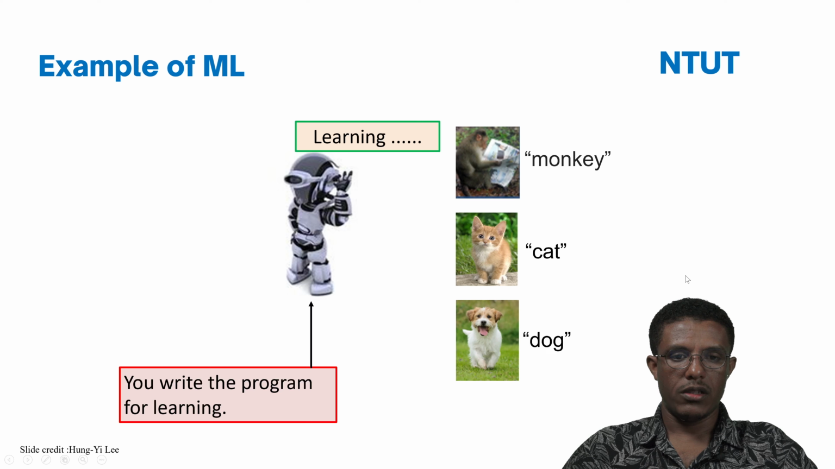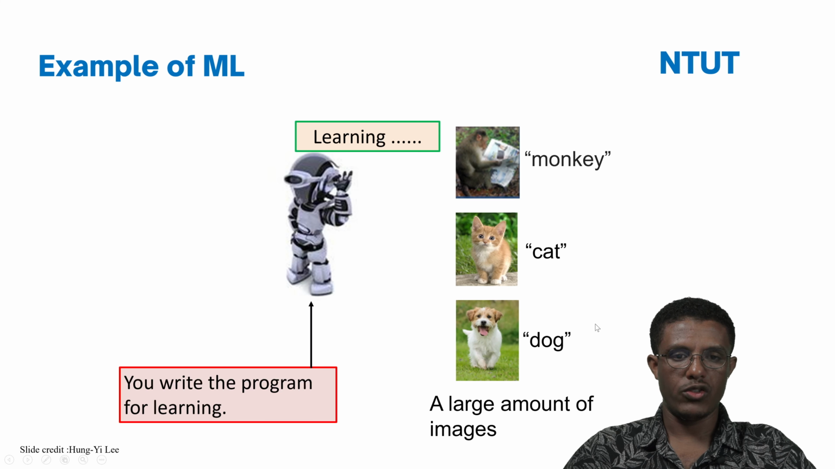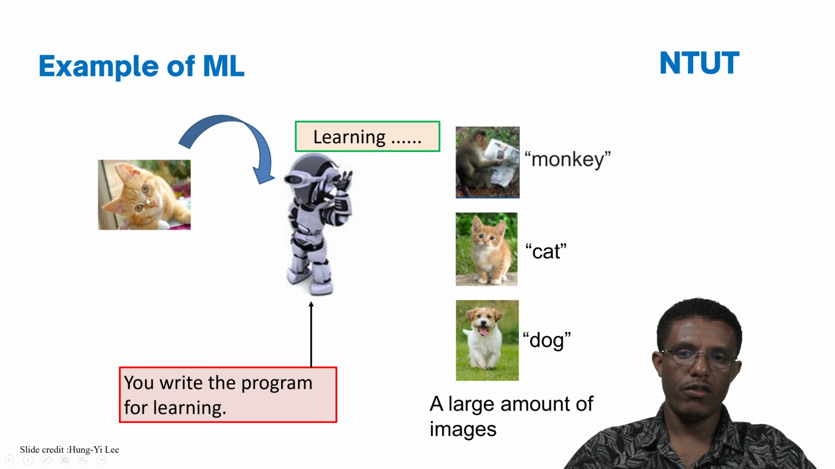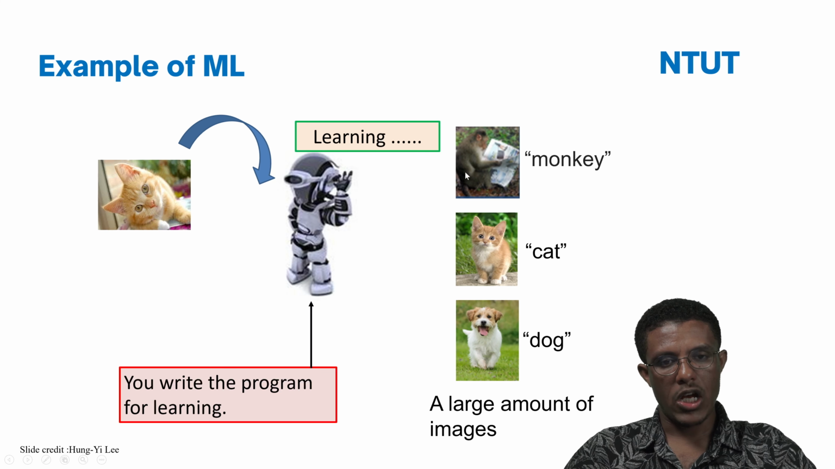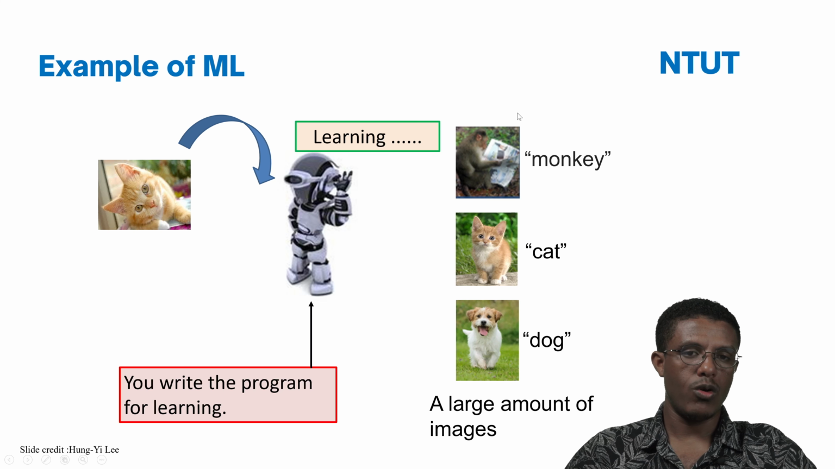This is the same kind of example, with a large amount of images of different animals. This one is a dog, this one is a cat, and this one is a monkey. We are already labeling these, and finally we want to predict which type of animal a new image shows. So first, we train the machine using this type of data. We teach the model that if it is this type of animal, you say dog; if this type, cat; if this type, monkey.